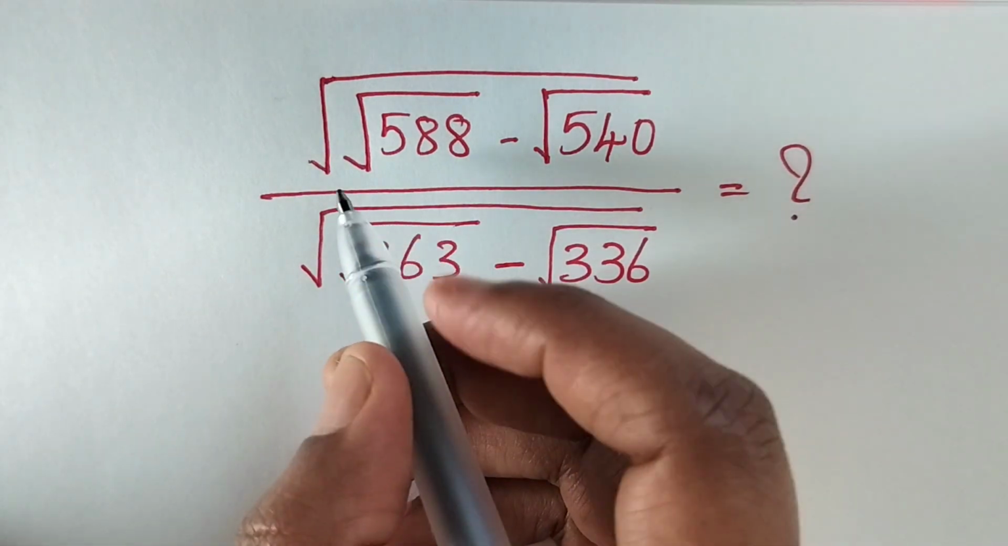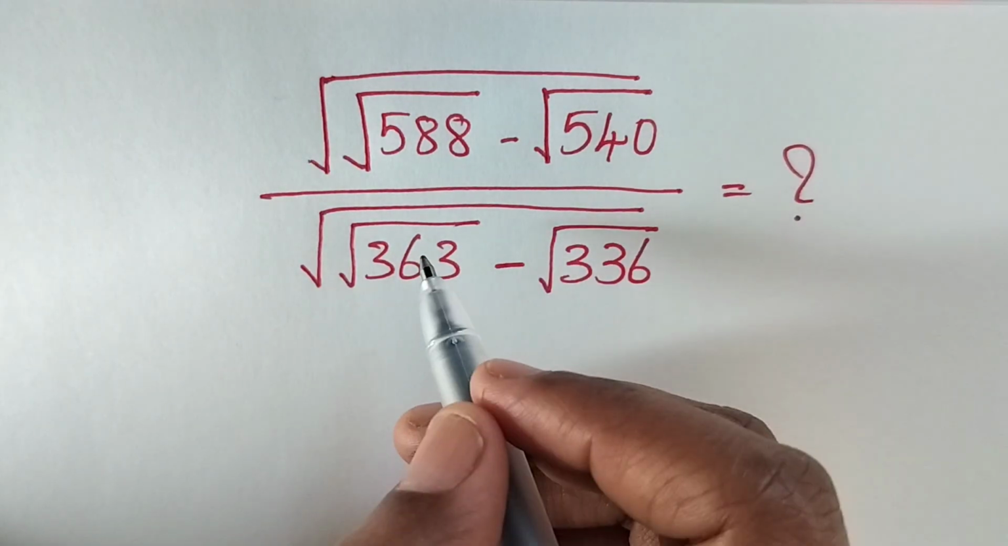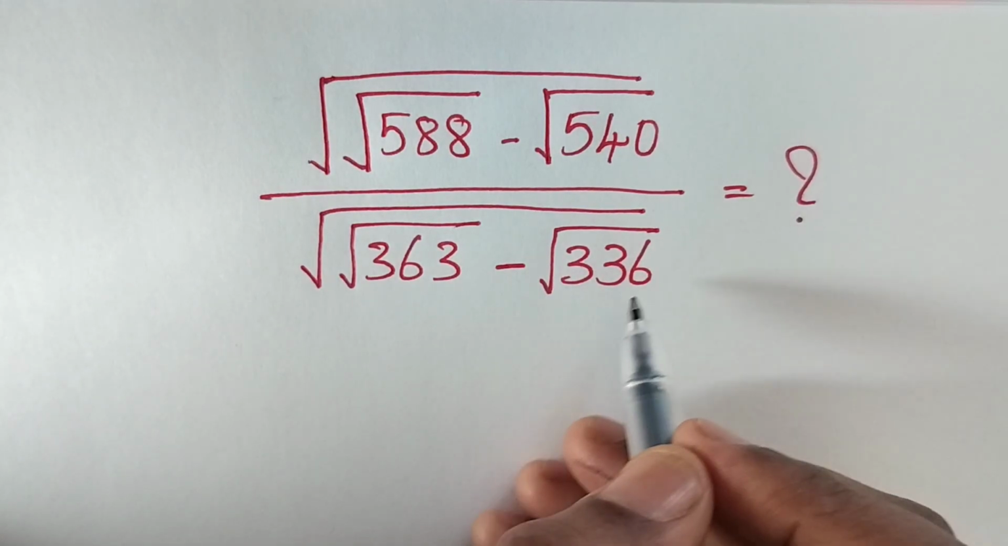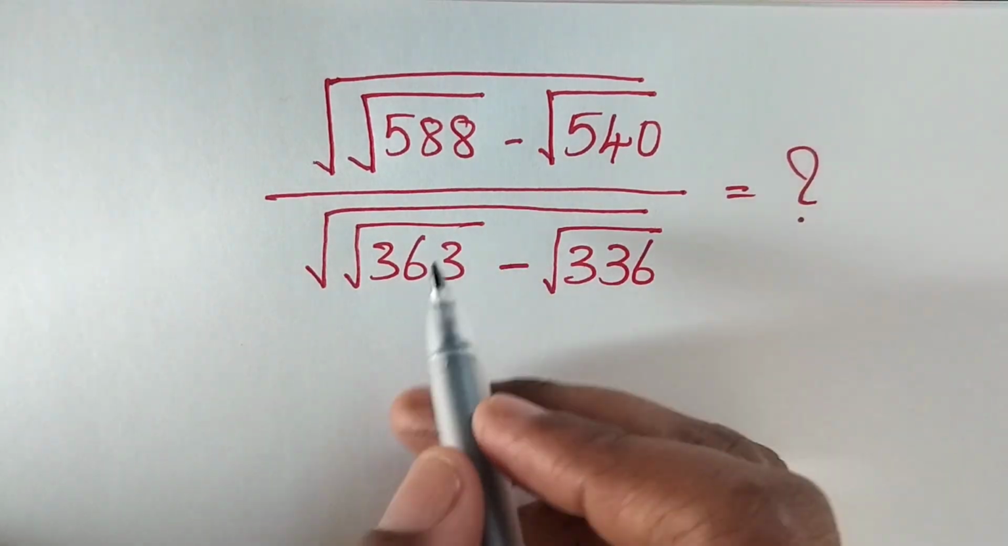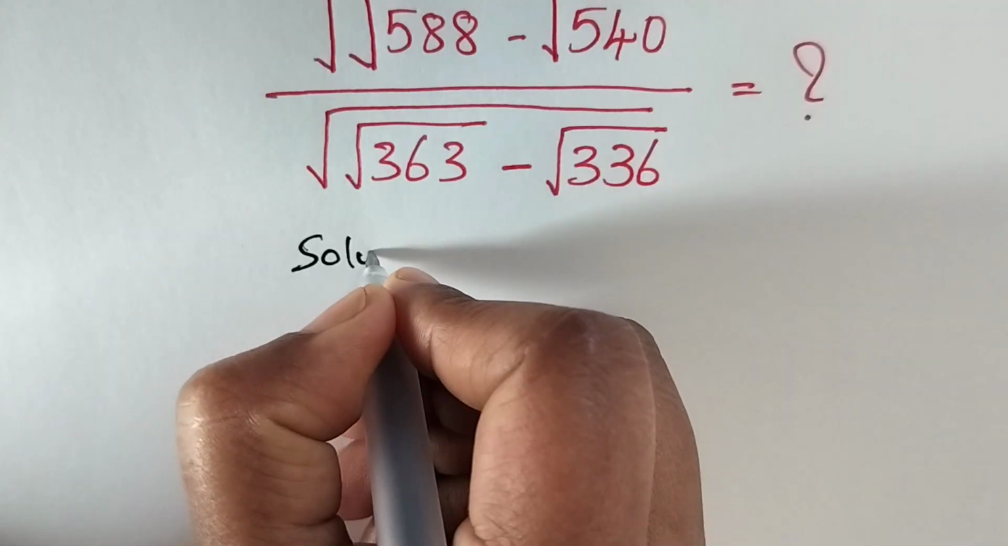Here we have one problem: the square root of 588 minus the square root of 540, divided by the square root of 366 minus the square root of 336. So how do we solve this problem? Let's see. Solution.